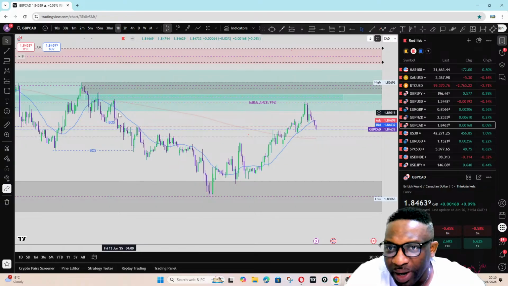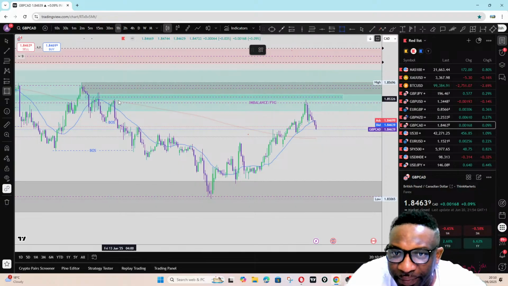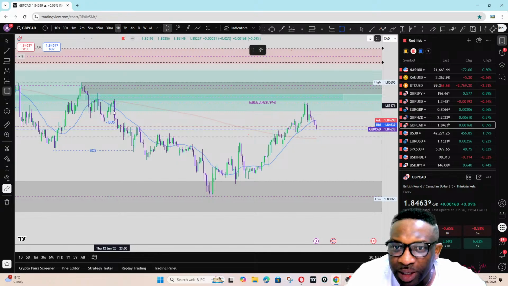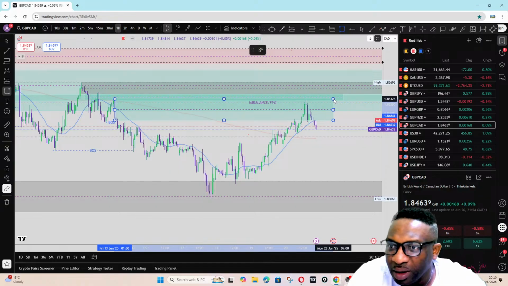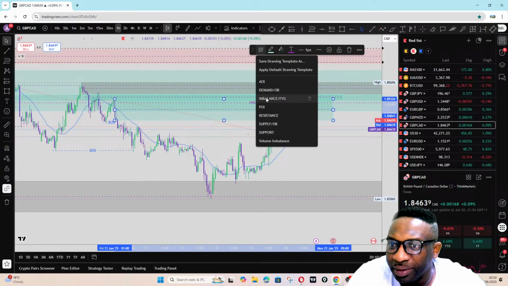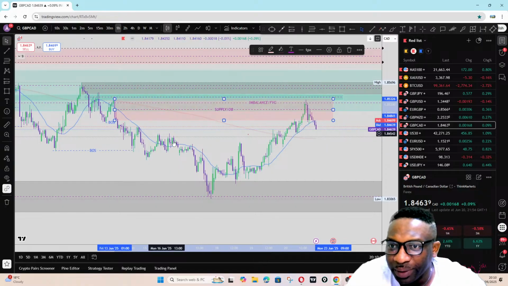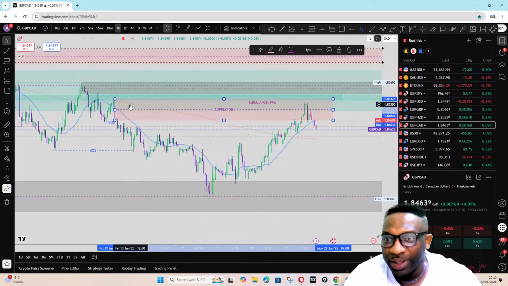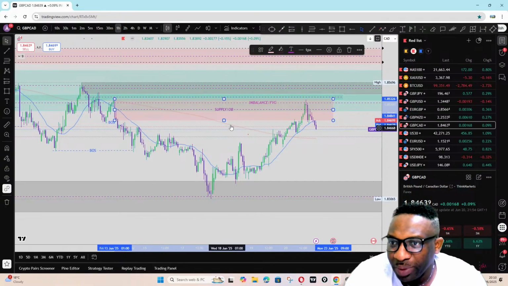So if we just quickly mark here on top of what we are seeing, the origin of this break started from here. So we have this whole area to be the supply area on the 1 hour, which also falls within the imbalance area we identified before.